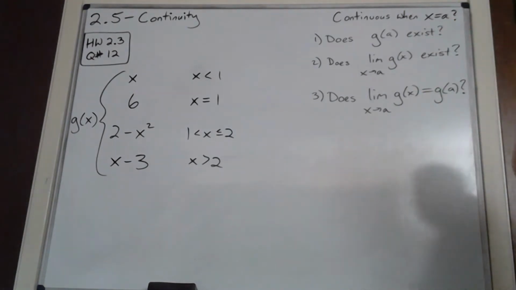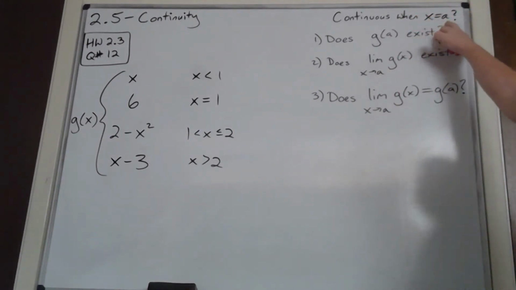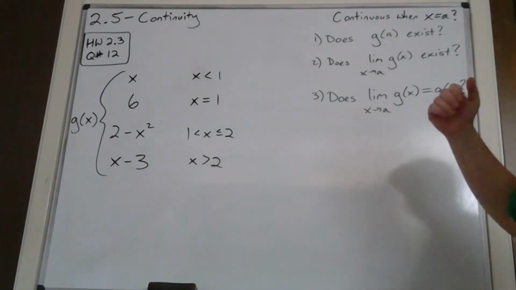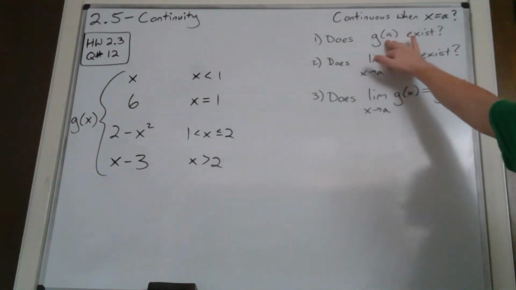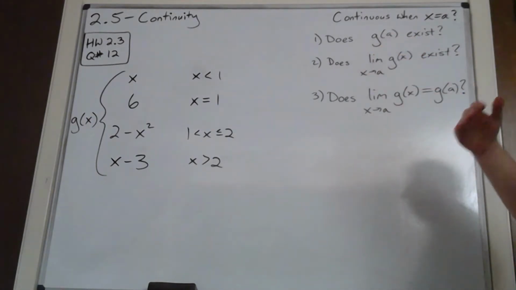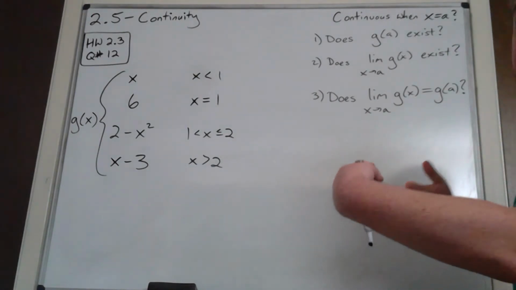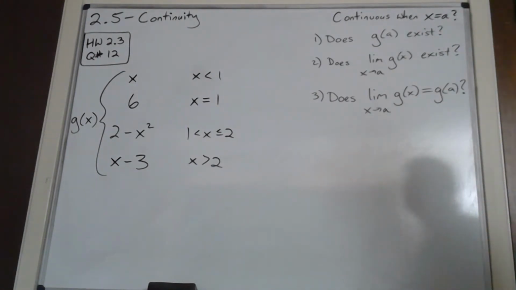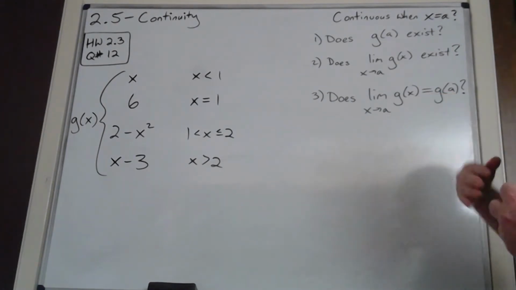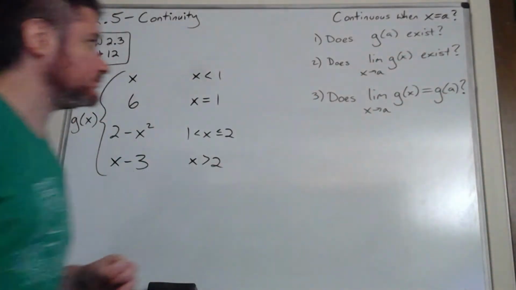If a function g is to be continuous when x is a, then remember there needed to be 3 things that are true. The function has to exist there, meaning g of a has to exist. That has to actually be a function value. The limit has to exist, so as we approach that value, there has to be a well-defined limit. And finally, the limit should be the same as the function value. So the function value should fill in the gap that the limit might leave. That's the idea right there, okay?